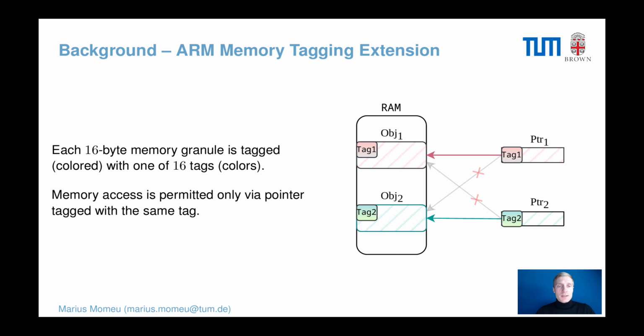And we achieve this using ARM's memory tagging extension, which is a new hardware feature. With ARM MTE, each 16-byte memory granule in RAM is tagged with one of 16 tags, and memory access is permitted only using pointers that have the same tag. For example, in the figure on the slide, pointer 1 can access object 1 in RAM because they have the same tag, but not object 2.